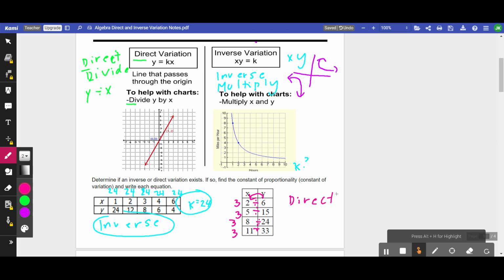And then this is also asking you what your K would be here, what the constant of proportionality would be, your constant of variation. So your K is going to be 3.